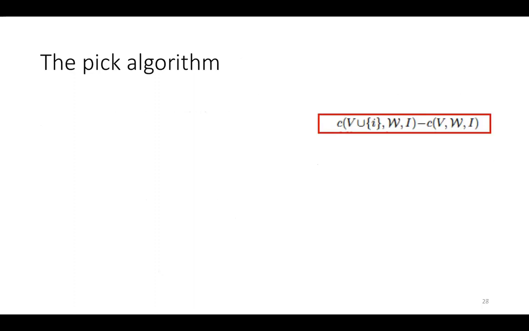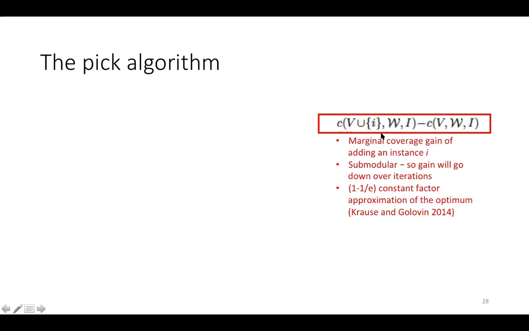So what you do at every step, you compute C(V ∪ {I}, W, I) minus C(V, W, I). Okay. You include one instance and you find out the difference. Okay. So this is called the marginal coverage gain of adding an instance I. And this function can be shown to be submodular. So that is, the gain will actually diminish over iterations as you include more and more I's. Okay, that is guaranteed. So this is a submodular function. This will actually go down over iterations as you add more and more I to your V set.